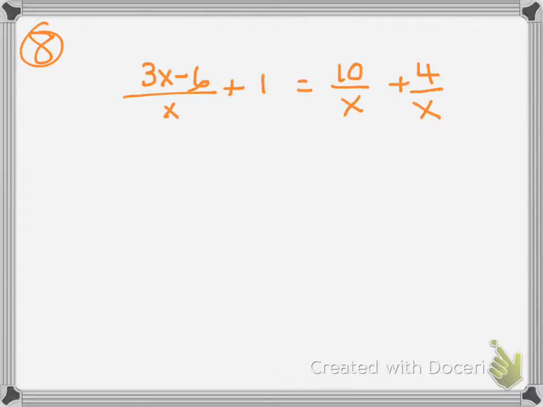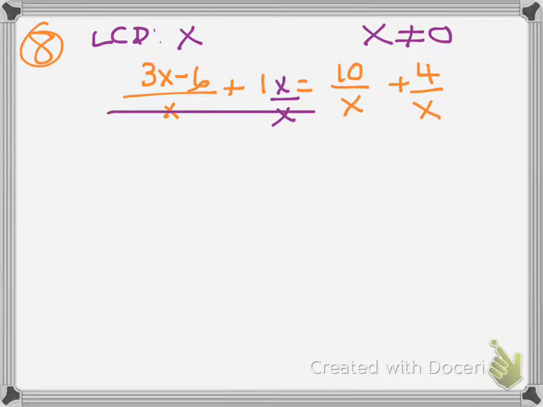Number 8. Alright, so number 8 looks like a lot because you have an addition problem on either side, but it's honestly not that big of a deal. We're still going to identify the LCD, and all of them have a denominator of x except this one right here, so that's our LCD. And we are just going to multiply this one by x over x. And we know that x can't equal 0 because then we'd have 0 in the denominator.